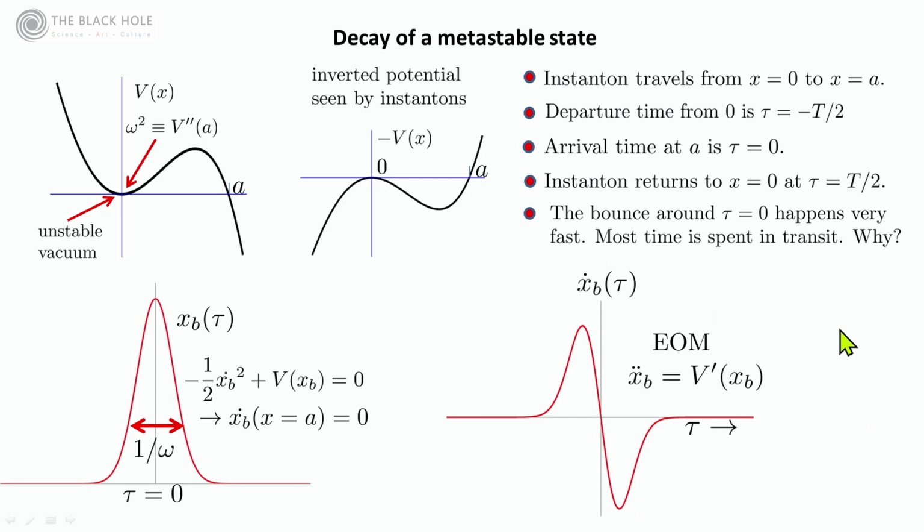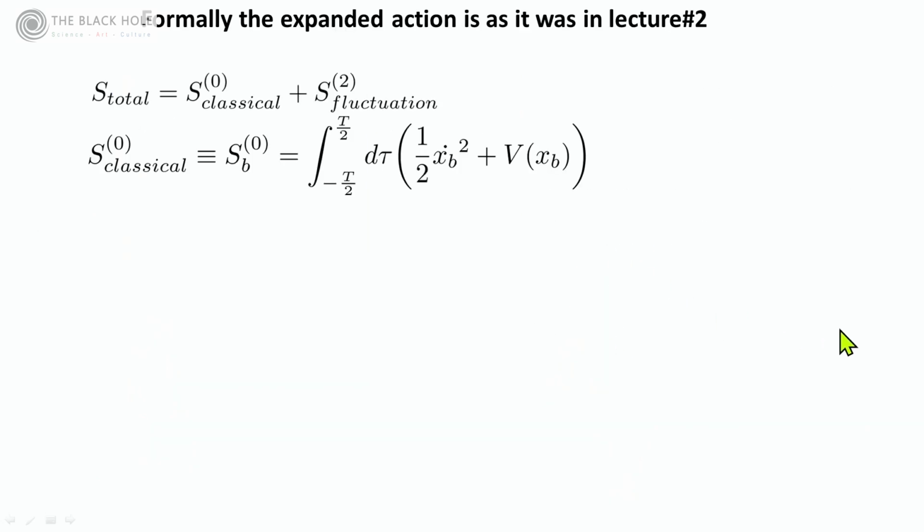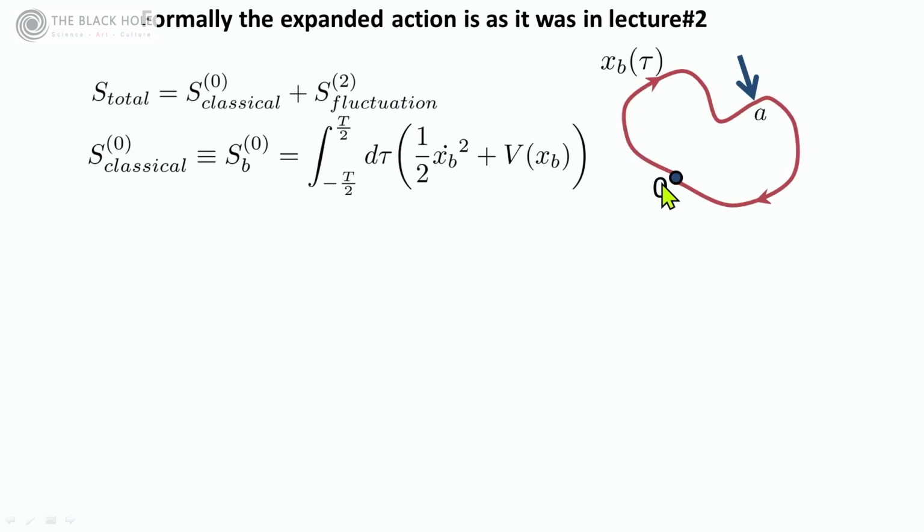And this is the general graph for xb dot. Okay, now to remind you how we expanded the action in lecture 2, there was the classical action and there was the fluctuation action. So the classical is this, and here it's the kinetic energy plus the potential energy. So remember that this is not the conserved quantity. The conserved quantity is minus over here. So this is the classical action. And then, just to remind you, we start out at 0.